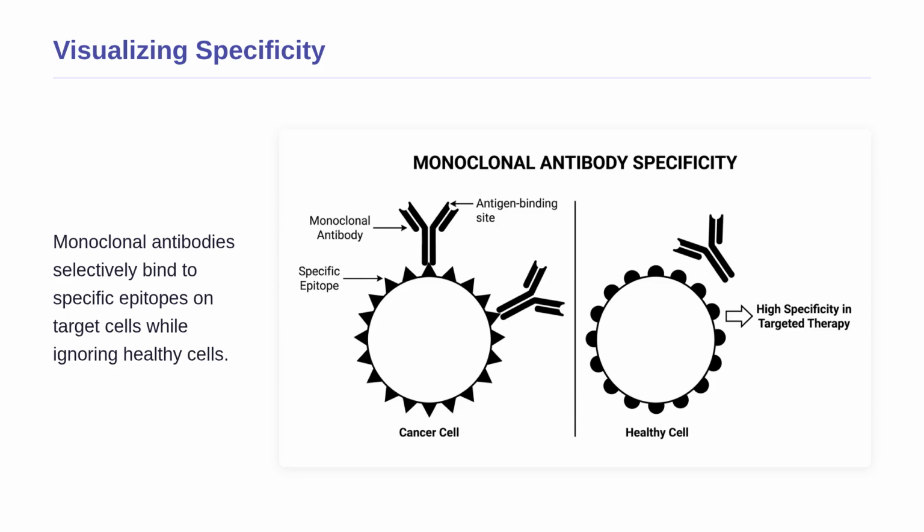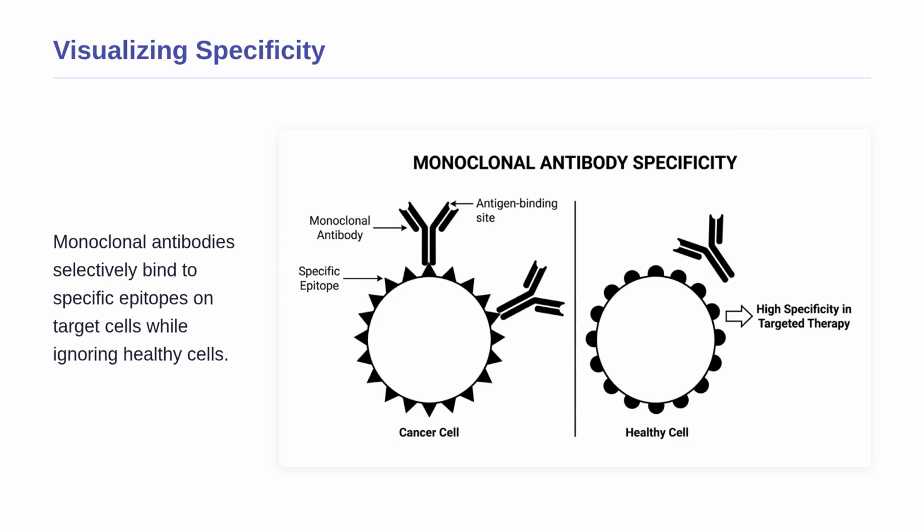Before we move on to the mathematics, let us see this targeting visually. On the screen, you are looking at a diagram that perfectly illustrates monoclonal antibody specificity. Notice the Y-shaped structures? These are the monoclonal antibodies. On the left, we have a cancer cell covered in specific triangular markers, which represent the epitopes. You can see the antibodies fitting perfectly onto these specific epitopes, like a key in a lock.